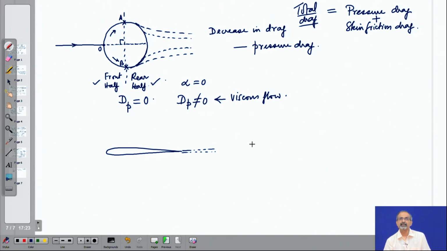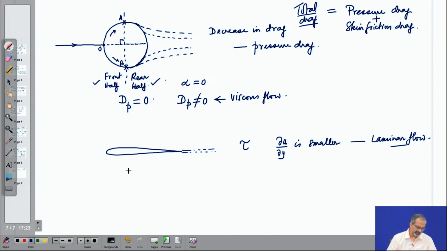The dominant drag is the skin friction drag, and that can be reduced if the tau on the surface of the airfoil can be reduced, and that can happen if the del u del y is smaller on the wall, and that happens if you can maintain a laminar flow. Therefore, laminar flow is more suitable for flow past an airfoil, especially at low angles of attack, and turbulent flow is more suitable for a bluff body to reduce its pressure drag. These are general rules, but they give us a lot of understanding about the flow physics.